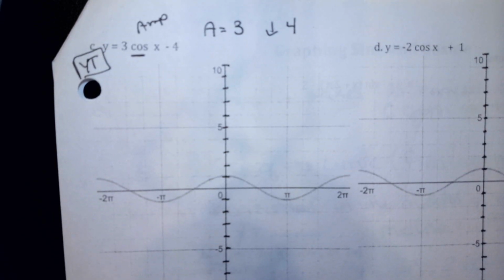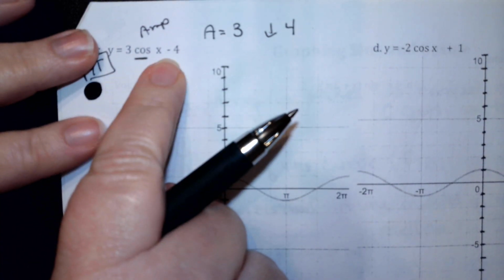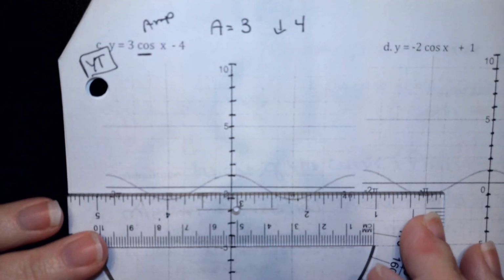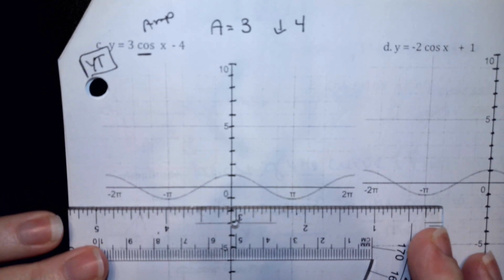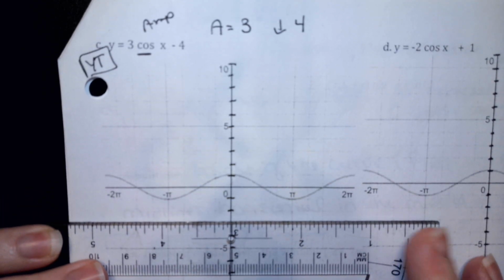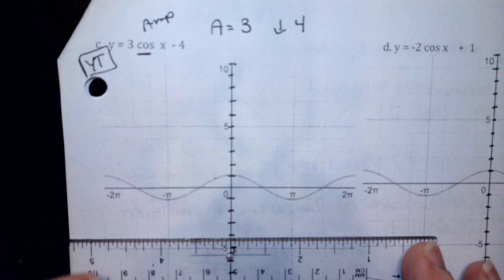Alright, so let's see how you did. We got a minus 4, so that means we moved everything down 4 units. So we're going to take that midline and move it down 4 units. 1, 2, 3, 4.